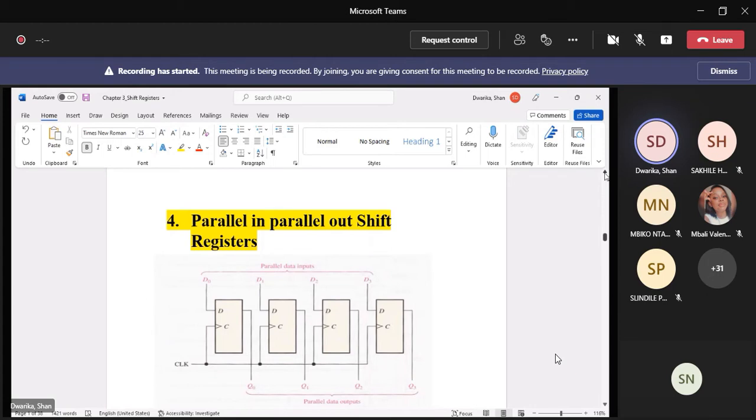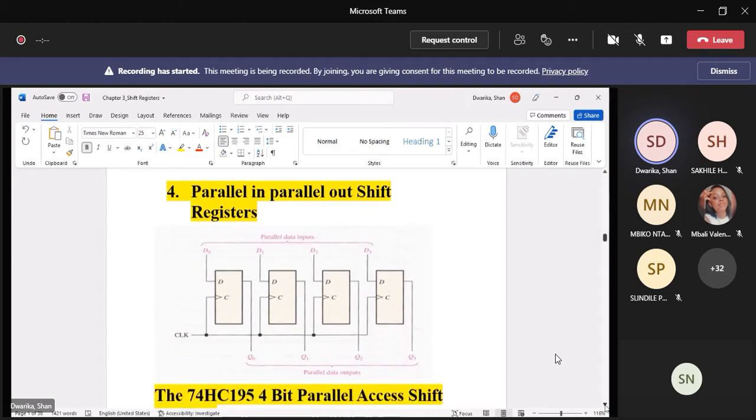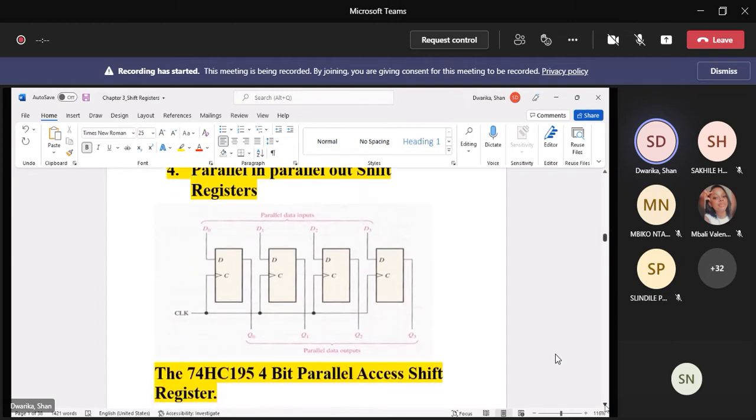Right. So the next one we're talking about is a parallel in, parallel out shift register. And you can see by the architecture what we have here. The schematic diagram shows us 4 D-type flip-flops. You have a common clock pulse clocking all 4 flip-flops at the same time, simultaneously. Your parallel data inputs are D0, D1, D2, D3, and the parallel data outputs are Q0, Q1, Q2, Q3.